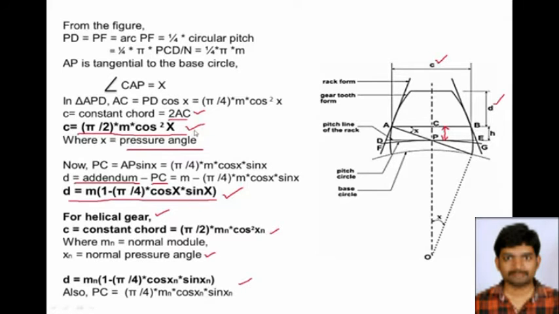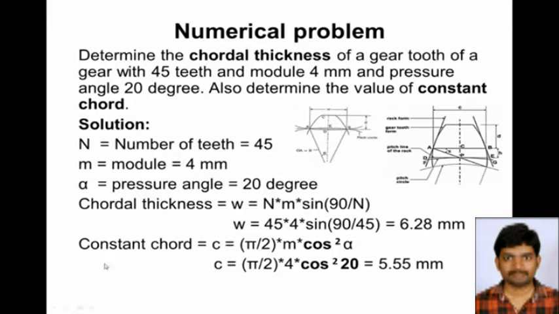Okay. So I hope everyone understands this. Now we have a numerical problem. We are required to determine the chordal thickness of a gear tooth of a gear with 45 teeth and module 4 mm and pressure angle 20 degree. And also we have to determine the value of the constant chord.